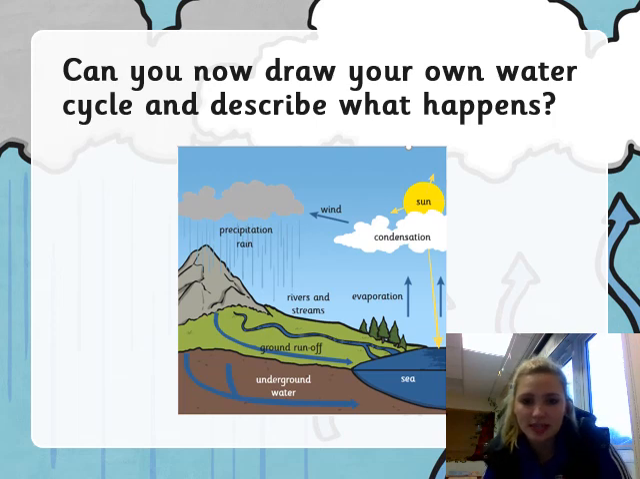You could also present it by reading out and explaining what the water cycle is, as if you were a news reporter, to explain what this cycle is and how it works. Okay, and then I'd like you to put your work onto Seesaw so that I can have a look at it, and then I can give you some feedback on that as well.